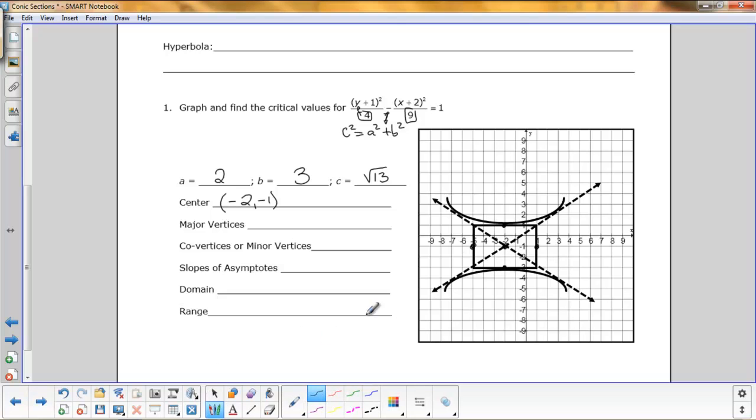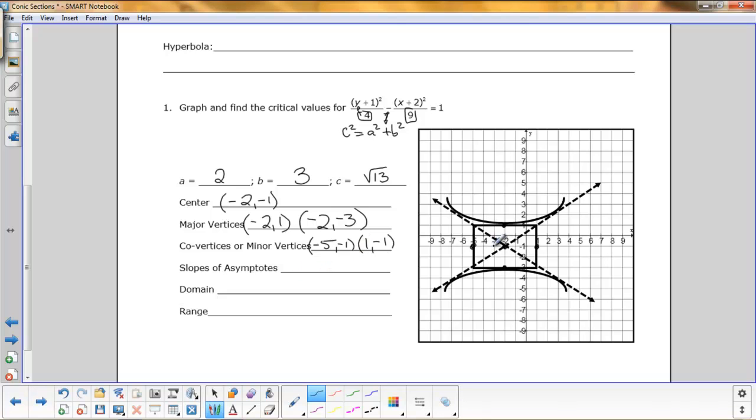All right, now that we have all this information graphed, now we can fill in all of these critical values. The major vertices, those are the ones located on the transverse axis. Those are the ones that the branches of the hyperbola touch, are located here and here at -2, 1 and -2, -3. Your co-vertices, those are the ones on the conjugate axis, are located here and here. -5, -1, and 1, -1.